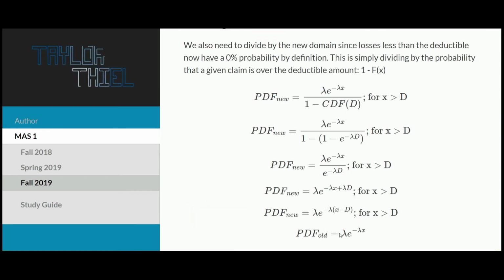Just for reference, the old PDF is lambda e to the negative lambda x, and this is the new PDF. So what's the probability of x being 2 with deductible 1? Well, that's equivalent to just being a value of 1 where there's no deductible. And so you can see that these are equivalent when you make that type of comparison. That's proving that the exponential distribution is memoryless, because we can see that these work out to be the exact same when you pick corresponding x values based off of the deductible. So again, x of 2 with deductible 1 is equivalent to the old PDF when x was just 1.